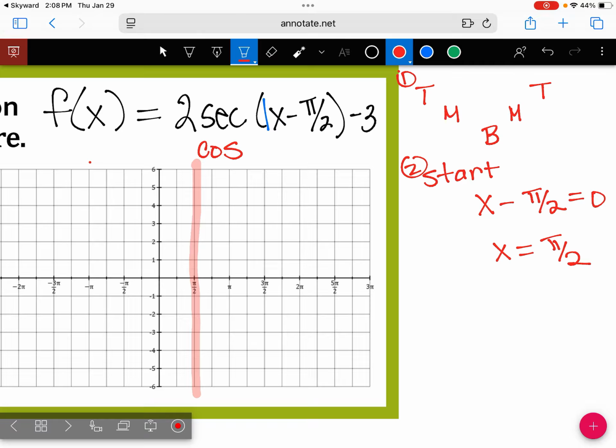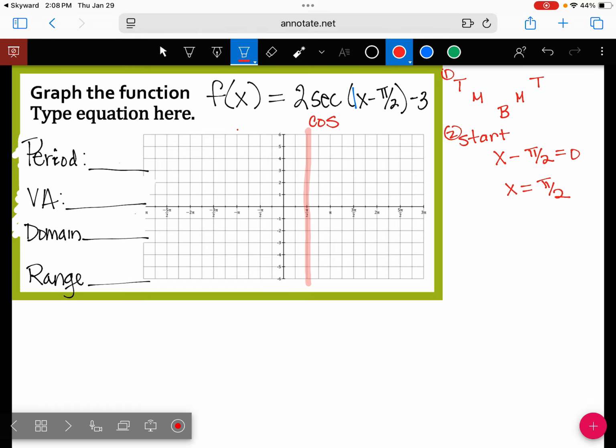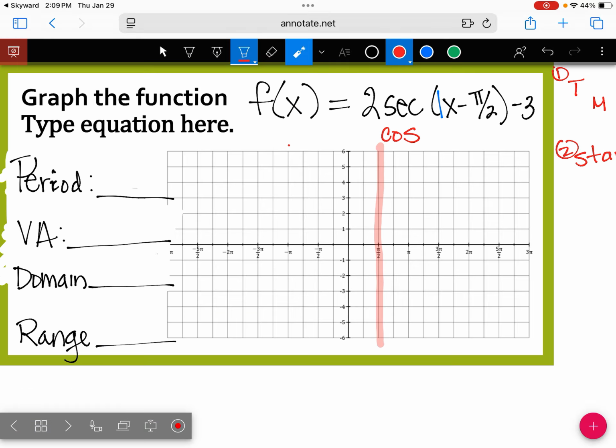What's the period? 2 pi, because the number in front of x is 1. So I'm going to hop 8 times to get the end. We're going to leave these blank until we finish it. Where is the middle? -3. I'm going to draw that in.